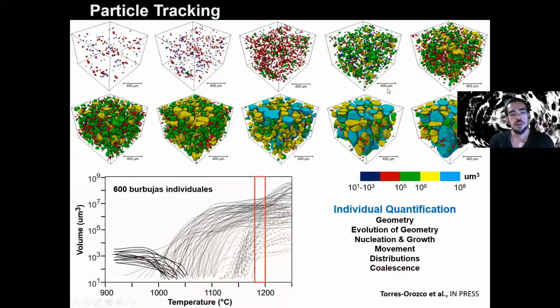When we move to the particle scale, we can also track bubbles individually to see how they change, in this case in size, with time, with temperature, or with pressure, and measure individual geometry, individual evolution of each bubble, or bubble geometry, nucleation and growth, movement of bubbles, bubble distribution, and coalescence, forming these very large blue bubbles.